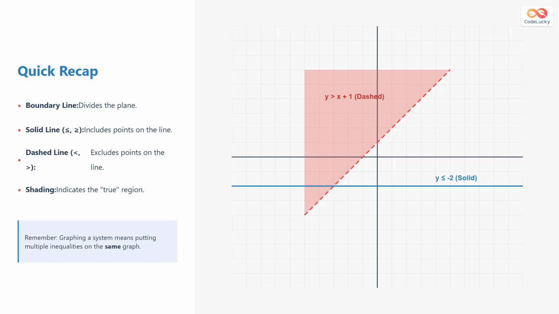Before we dive into systems, let's quickly review how to graph a single linear inequality. Remember that the boundary line divides the coordinate plane into two halves. If the symbol is less than or equal to, or greater than or equal to, we use a solid line to show that points on the line are included. If the symbol is strict, meaning just less than or greater than, we use a dashed line. Finally, we shade the region that contains all the true solutions.